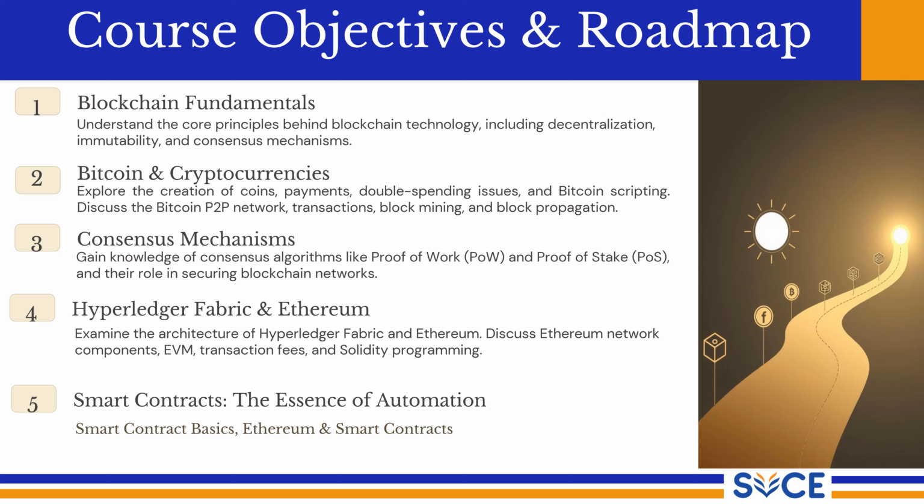The third core objective, consensus mechanism in Bitcoin. To maintain security and validate these transactions, Bitcoin uses a consensus mechanism called proof of work and proof of stake. We will explore how proof of work works, why it is crucial for securing the network, and how other consensus mechanisms differ from it.